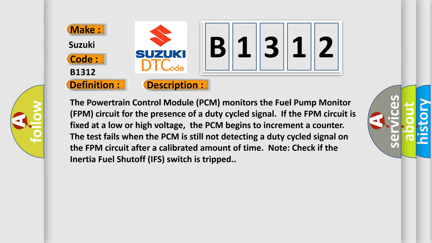The powertrain control module, PCM, monitors the fuel pump monitor, FPM, circuit for the presence of a duty cycled signal. If the FPM circuit is fixed at a low or high voltage, the PCM begins to increment a counter. The test fails when the PCM is still not detecting a duty cycled signal on the FPM circuit after a calibrated amount of time. Note: check if the inertia fuel shutoff, IFS, switch is tripped.